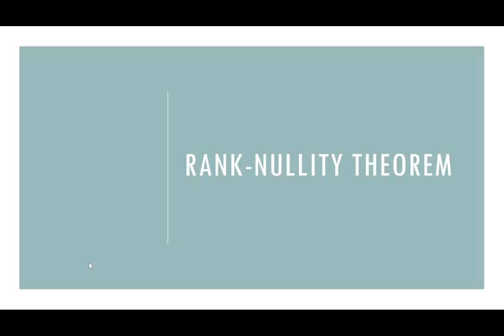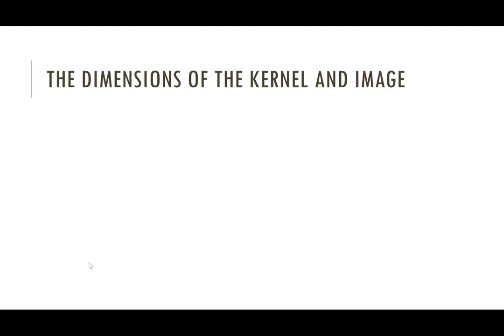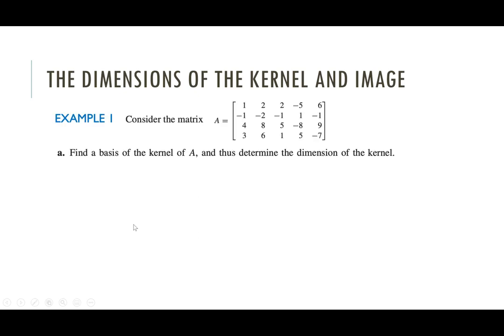Let's move on to the Rank-Nullity Theorem, something we can prove now, or even just understand, now that we've got the concept of dimension solidly under our belts. So, okay, we're going to start this discussion by considering the dimensions of the kernel and the image of a matrix. In our first example, we've got some matrix here. Looks like a 4x5 matrix. Our first task is to find a basis of the kernel of A. Once we've got a basis, we'll count the number of vectors in it, and that'll tell us the dimension of the kernel. So, all right, let's go about doing that.